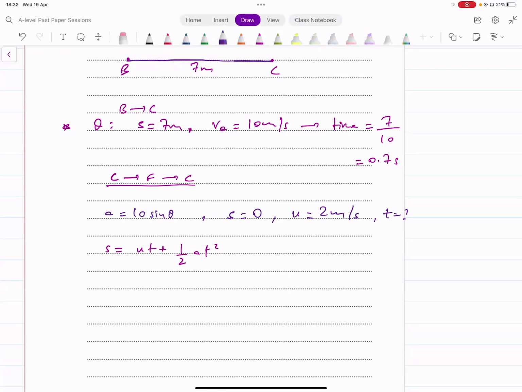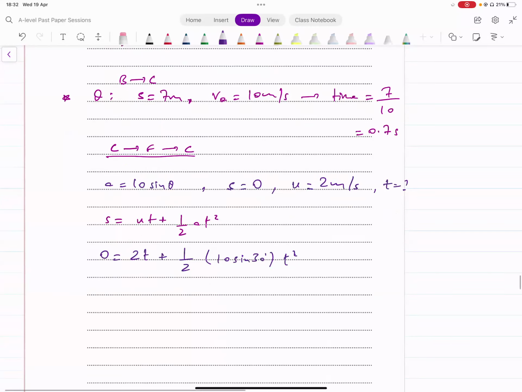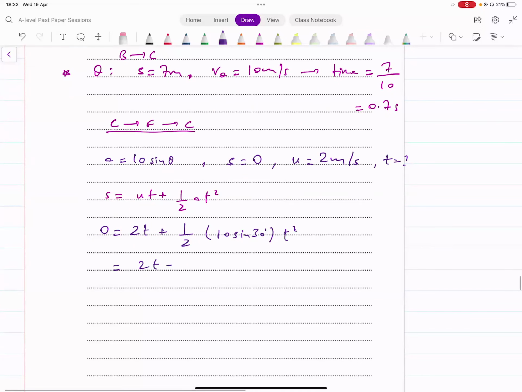Let's do that. S की value 0 है. U is 2 into time, वो मैं figure out करना है. Half into a, which is 10 sin theta. Theta की value हमने 30 निकाली है ऊपर into t squared. ठीक है. Let's figure this out. 2t plus 5 over 2. That's 2.5 t square.